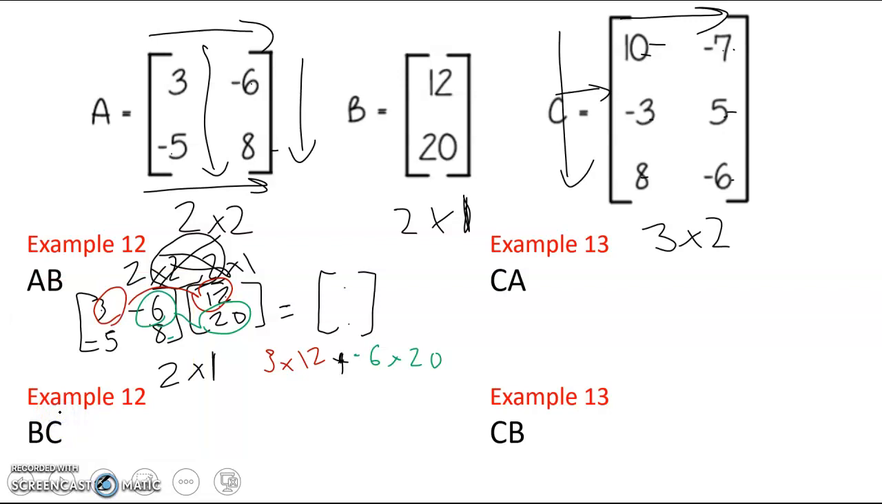Again, we multiply 3 and 12, which gets us 36. The -6 and the 20 gets us -120. If you do 36 minus 120, I can't do that off the top of my head, so let's get a calculator out. 36 minus 120 gets us -84. And that goes on the top of our matrix there.